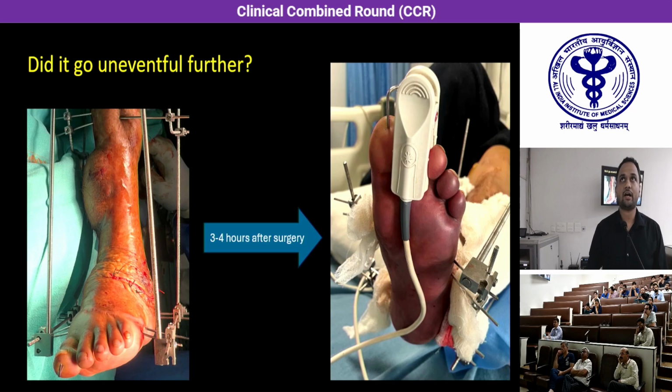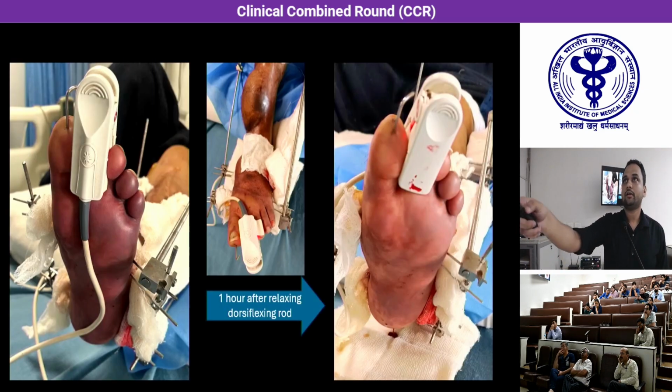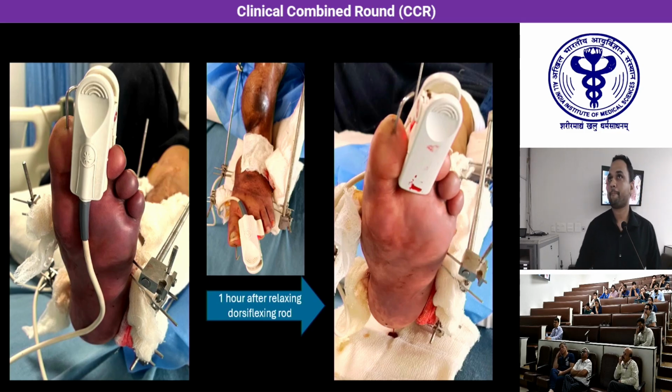So did the surgery go uneventful? No. Around 3 to 4 hours after surgery, we found that the foot of the patient started to become cyanosed and dusky. We were vigilant enough to notice this. And what we did was we relaxed the anterior rod, the rod which was able to maintain the foot in the neutral position. And immediately 1 hour after relaxing the anterior dorsiflexing rod, we were able to see that the cyanosis disappeared.